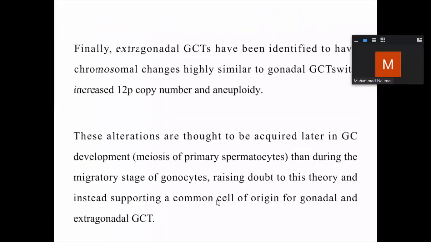Finally, extragonadal germ cell tumors have been identified to have chromosomal changes highly similar to the gonadal germ cell tumors, with increased copies of chromosome 12p. These alterations are thought to be acquired later in germ cell development, at meiosis of primary spermatocytes, rather than during the migratory stage of gonocytes, raising doubt about this theory and instead supporting a common cell of origin of gonadal and extragonadal germ cell tumor. This is one theory, one explanation of the development of extragonadal germ cell tumor.